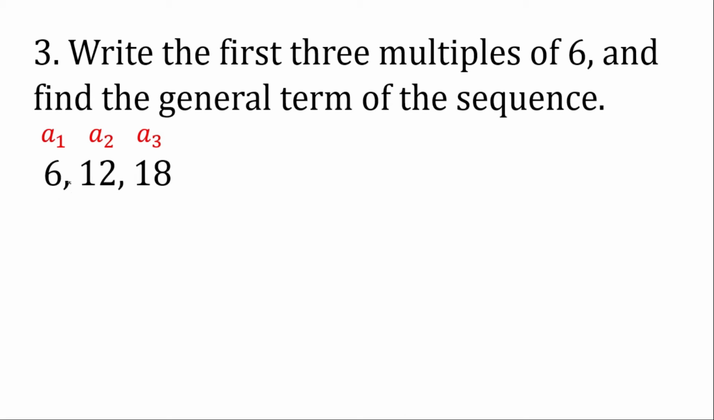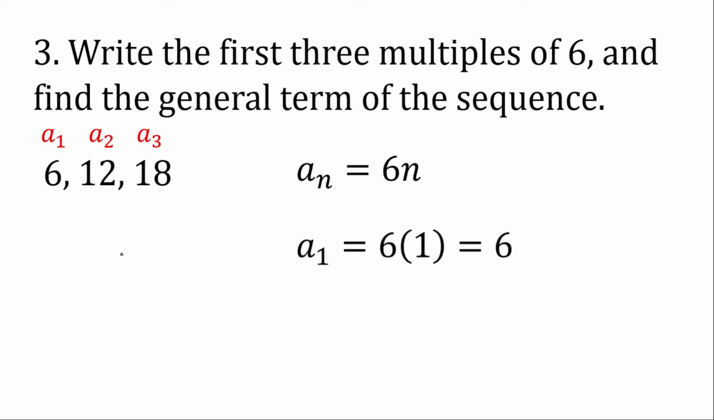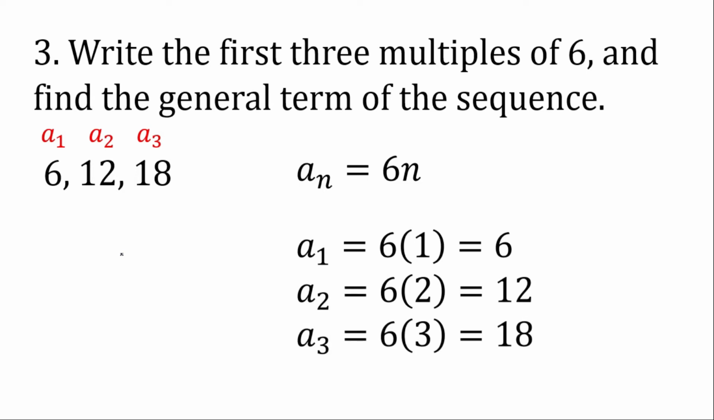Now to know the general term for this, meaning the formula, all we have to do is to check if it has a common difference at first try. So our common difference is 6 on first try. So let's use a sub n is equal to 6n. Now let's check if this initial formula is our general term. So let's substitute 1, 2, and 3 to the value of n to see if we can get 6, 12, and 18.